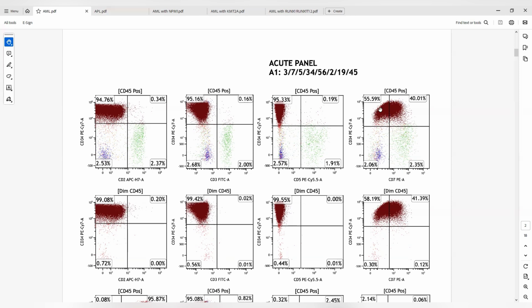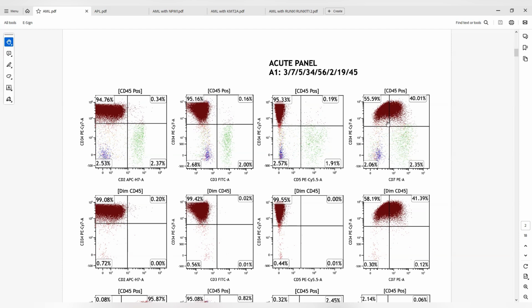If you have a population that falls in the middle, like this population here on the top right corner for CD7, anything on the right of this vertical line is going to be considered CD7 positive. Anything on the left here is going to be considered CD7 negative. If you have something in the middle of the line, some people would call that dim, some people would call that partial, and some people use the terms dim and partial interchangeably.